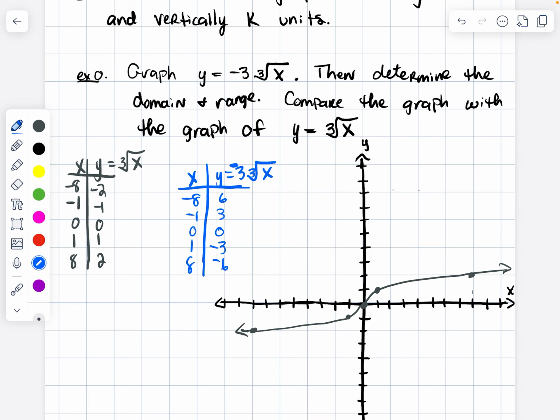So when we graph here and come to -8, for instance, we have to go up to +6. So that's 1, 2, 3, 4, 5, 6. And then we would go -1, 3, 0, 0, 1, -3, and then 8, 6. Actually, 8, -6.